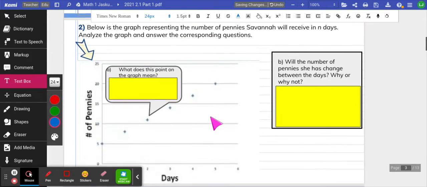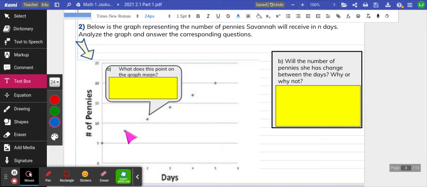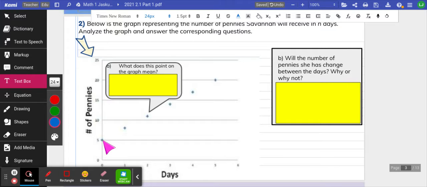So let's start looking at some of the new stuff. So this is that same problem graphed. So it starts out here. She starts out at day 0 with 5 pennies. And I know that there's no scale here. You can't see that this is at 8. But at day 1, there are 8 pennies. So this point right here means that at day 2, she has 11 pennies.